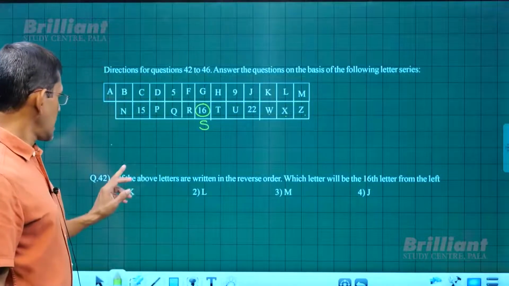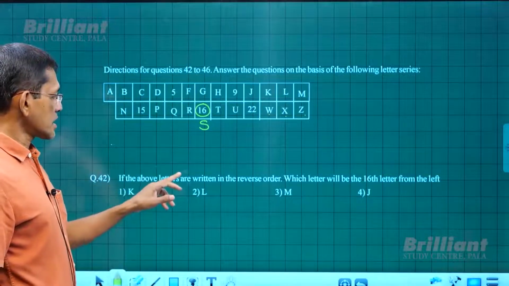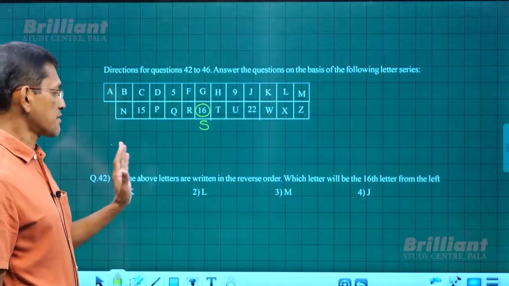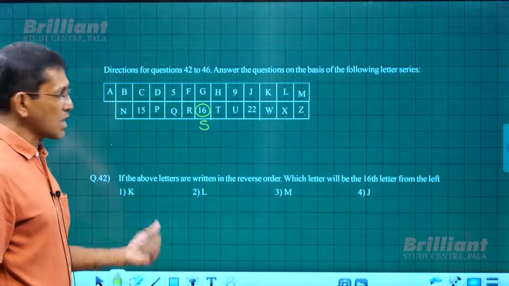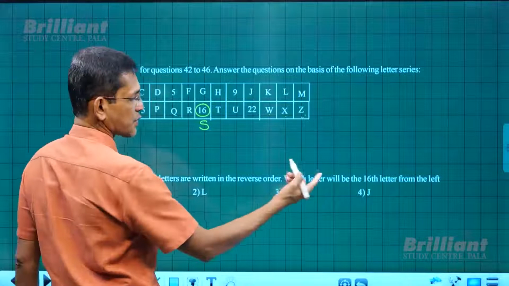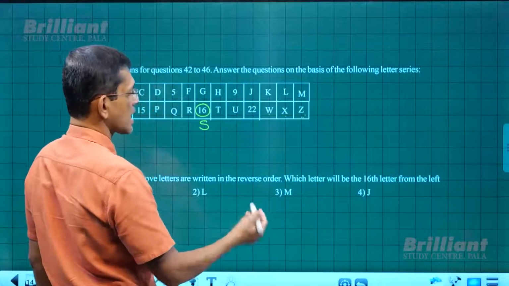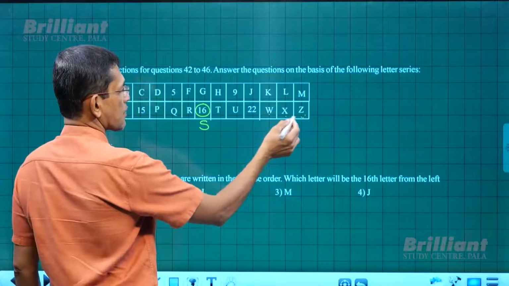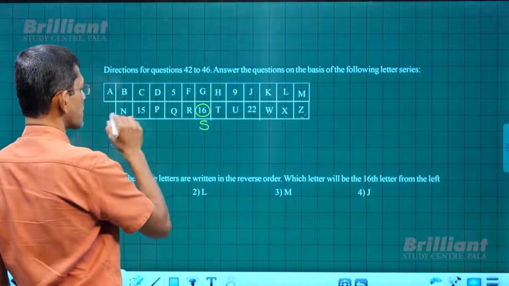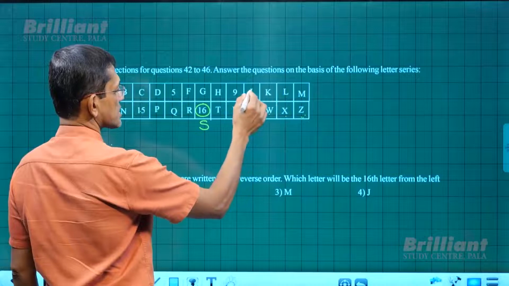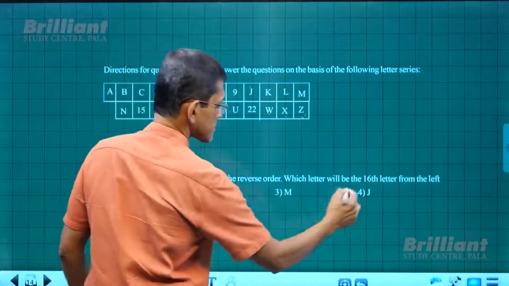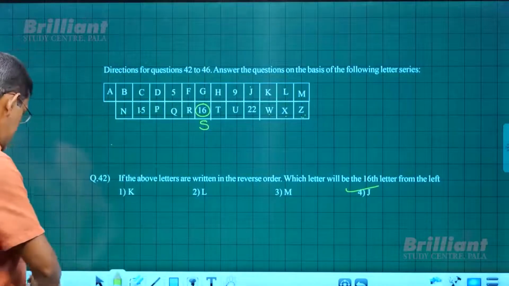The question: if the above letters are written in the reverse order, then which letter will be the 16th letter from the left? If it is in the reverse order, that means this letter would be the first letter from the left. So which would be the 16th letter from the left? So 16th letter. 1, 2, 3, 4, 5, 6, 7, 8, 9, 10, 11, 12, right? 13, 14, 15, 16. So J. J is the answer. Next one.